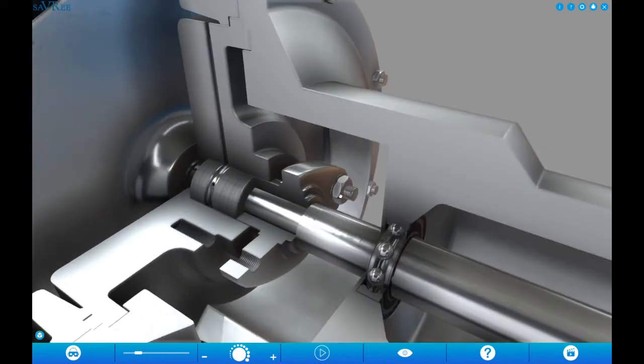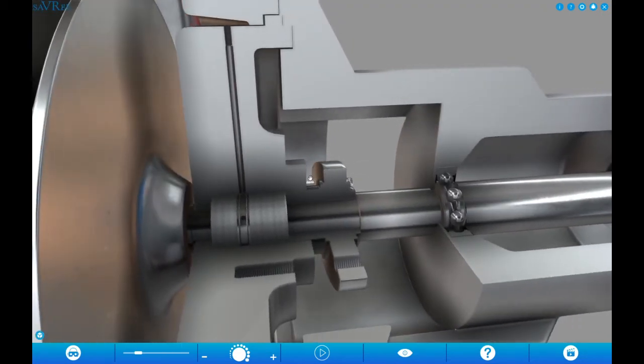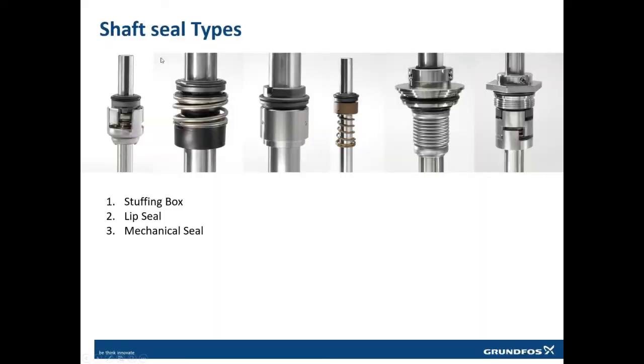So this follower screw will help. Once you have this situation, you can tighten it. It will push through and tighten the packing back, up to a certain space. If you can see here, we have this much space. Once all of this space is finished, you need to disassemble the pump and change this gland packing. So the next topic we will talk about is the shaft seal types.